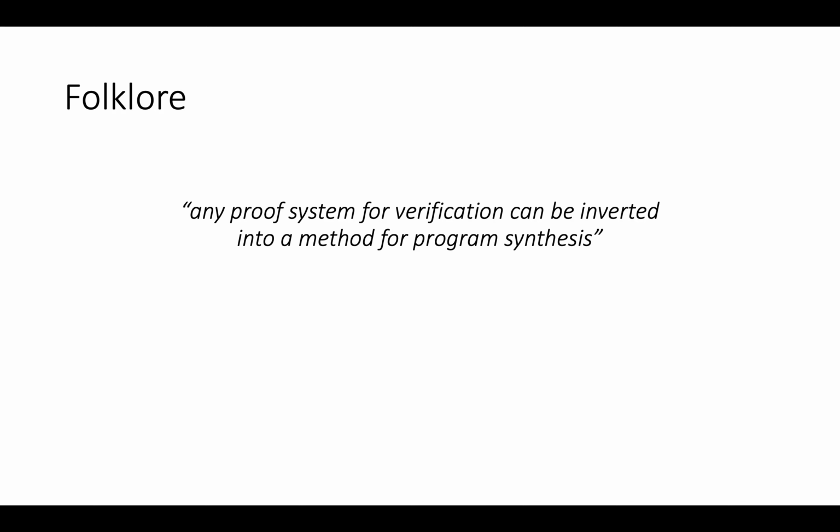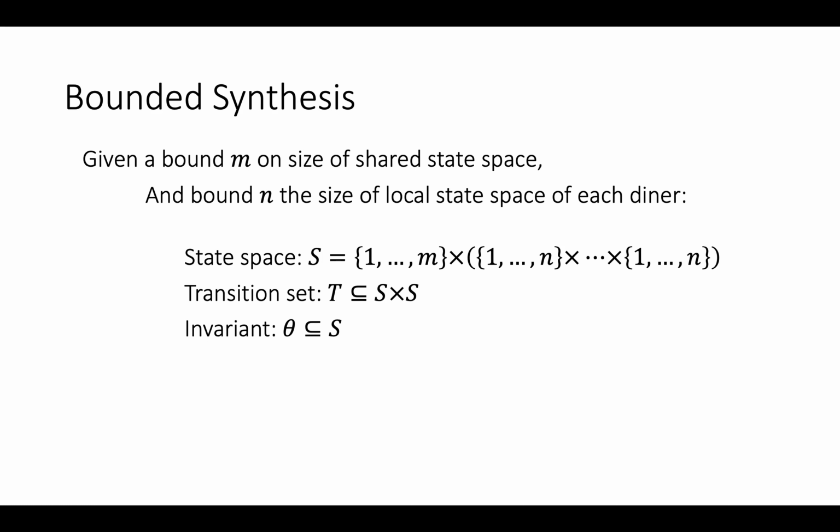Let us look at bounded synthesis for the dining philosophers problem. Suppose we are given a bound M on the shared state space and a bound N on local state space of each diner. We consider the shared state space as 1 to M and the local state space as 1 through N for each diner. Then the global state space is the Cartesian product of these. So if we have K diners, we take this product K times. We wish to find a transition system on this state space and an invariant theta such that the previously outlined proof conditions hold.